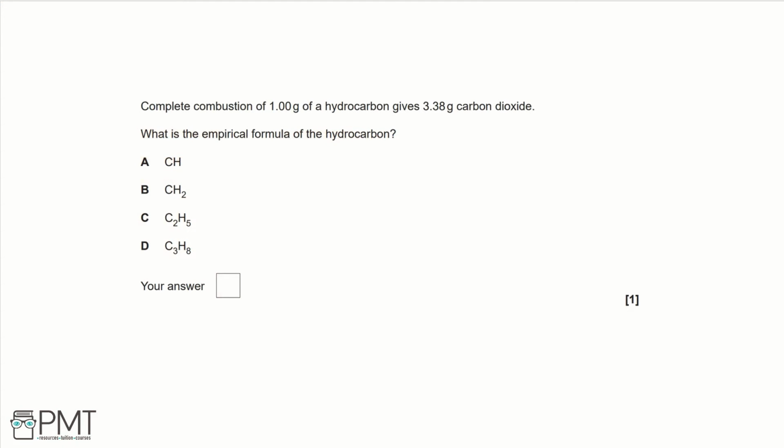Complete combustion of 1.00 grams of a hydrocarbon gives 3.38 grams carbon dioxide. What is the empirical formula of the hydrocarbon? A, CH, B, CH2, C, C2H5, or D, C3H8. So firstly with this question, let's highlight the key pieces of information. So that's the mass of the hydrocarbon and the mass of carbon dioxide.